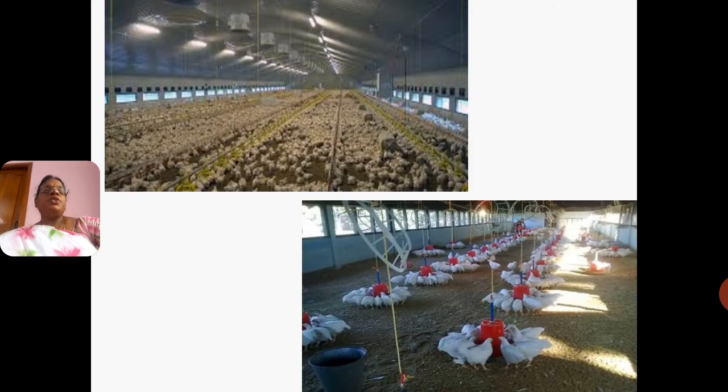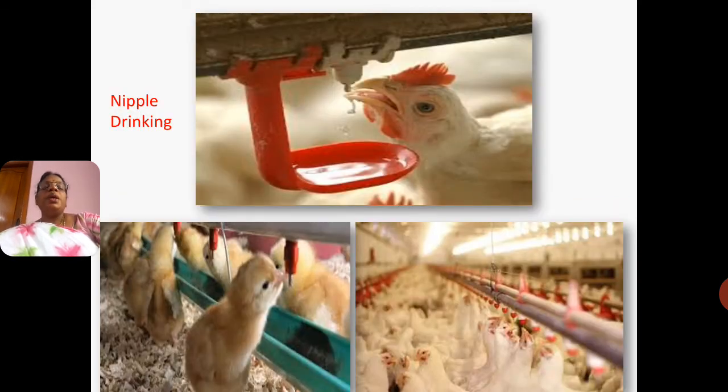This is the picture here. The deep litter system on the floor. The floor is covered by litter. On the floor, the birds can be reared with optimum requirements of floor space. Here is the nipple drinking system. It avoids the dampness of litter.